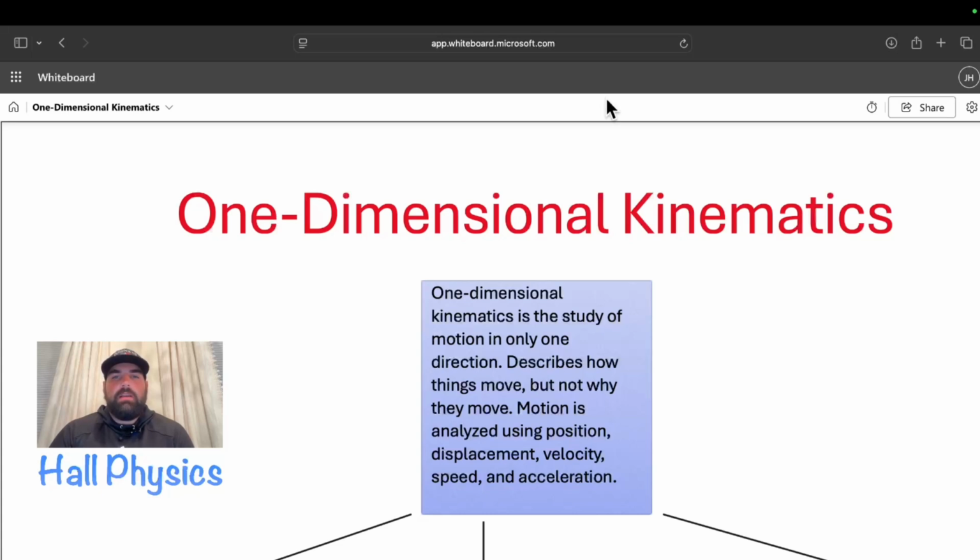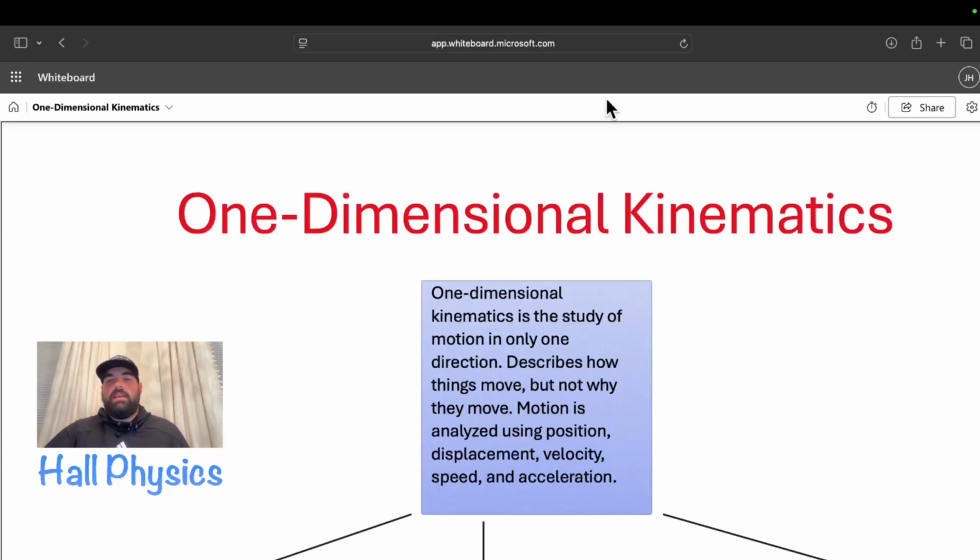Today we're going to be talking about one-dimensional kinematics. Okay, so what is one-dimensional kinematics? Well, one-dimensional kinematics is the study of motion in only one direction. Okay, it's basically any object moving in a straight line. Okay, pretty simple. It's not worrying about how or why they move. We're just worrying about what is happening during their motion.